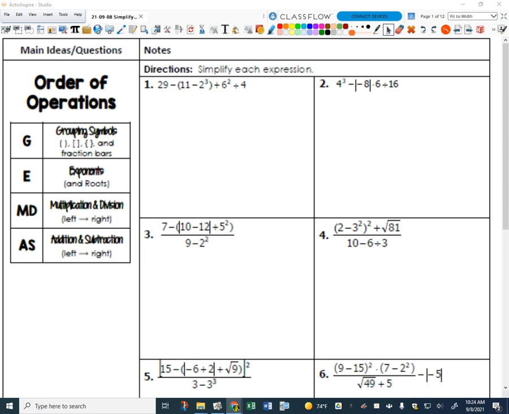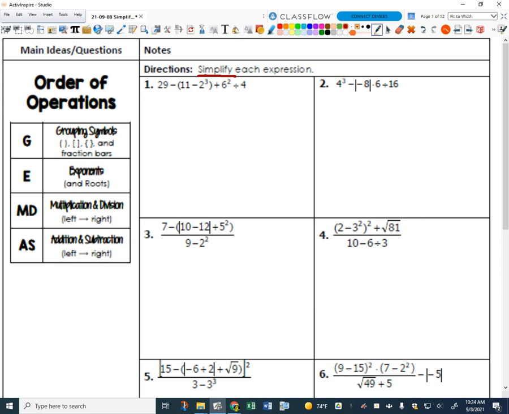So the topic for today is primarily just simplifying expressions. And we'll do a little evaluating expressions, super closely related. We're going to focus on order of operations first. Before we jump into this though, let's take a second and talk about this word, simplify.